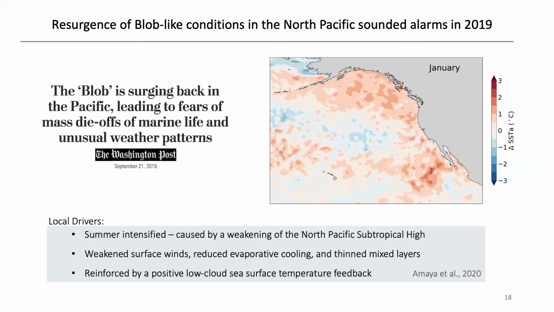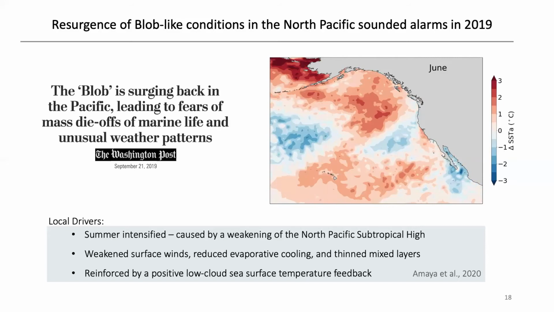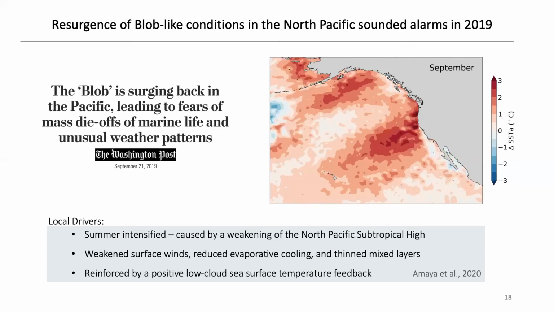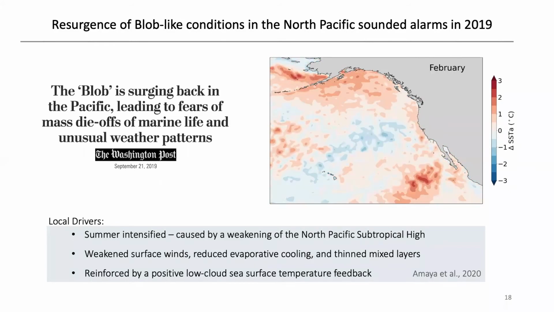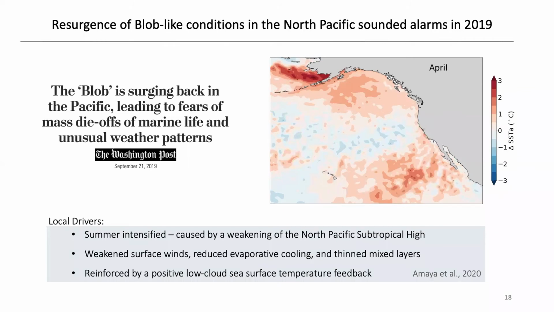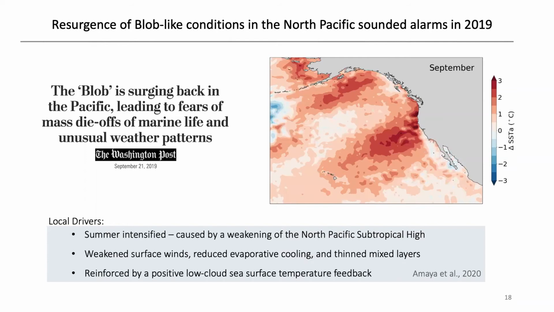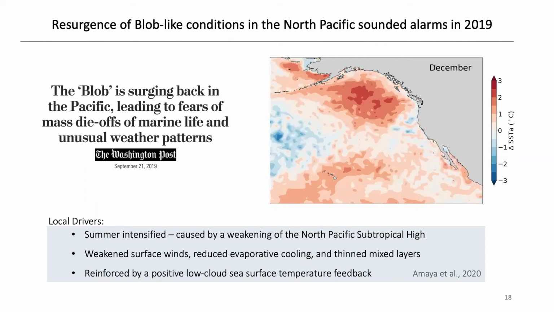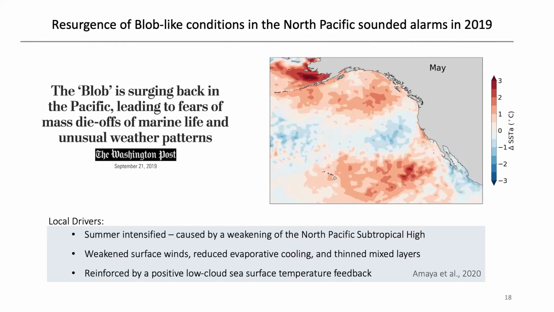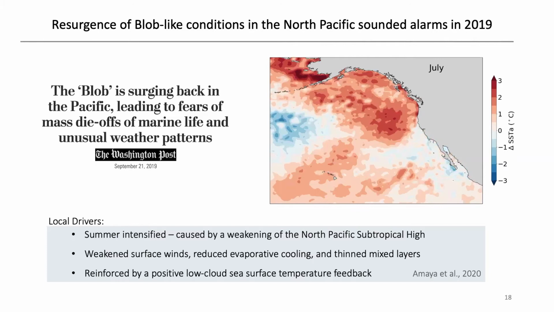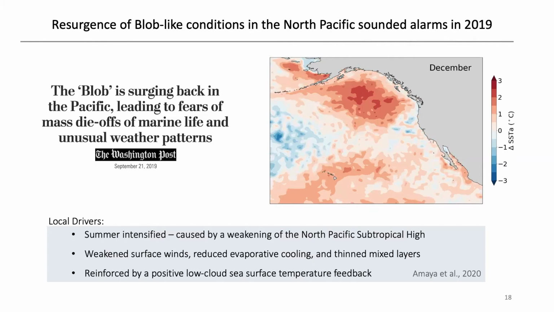And there was a really nice study done by Dillon Amaya and his co-authors to look at the local drivers of this marine heat wave. And the main difference between 2019 and 2013 was the season that these marine heat waves evolved, essentially. So 2019 was summer intensified. It was actually caused partly by a weakening of the North Pacific subtropical high. That weakening actually reduced the wind speeds, and so you had a reduction in evaporative cooling and also a thinning of the mixed layers. So the ocean was more readily able to accept warmth from the atmosphere.